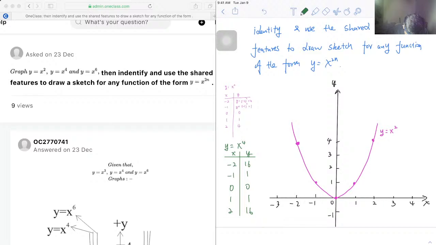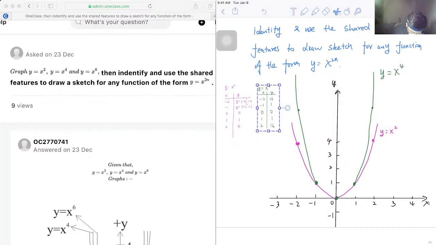Right. So let's plot the points. That will be somewhere like that. And then it's the same points, -1, 1, and same point as 0, 0, same point, 1, 1, and 2, 16. So the graph should look something like this. Okay, and that's y is equal to x to the exponent of 4.